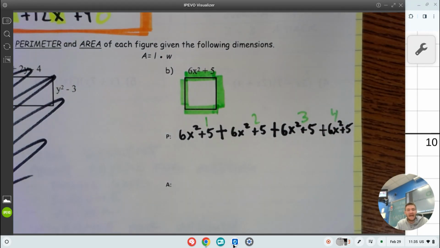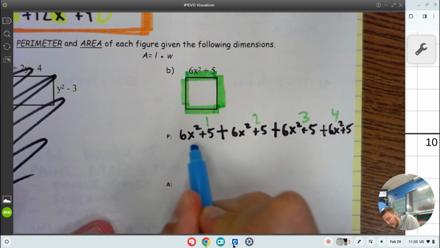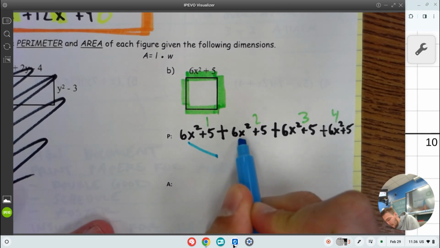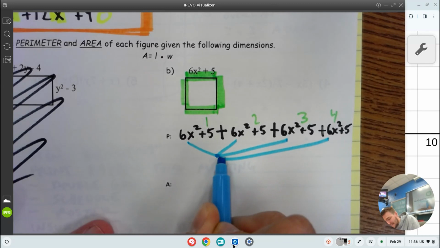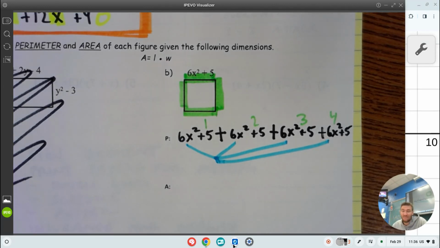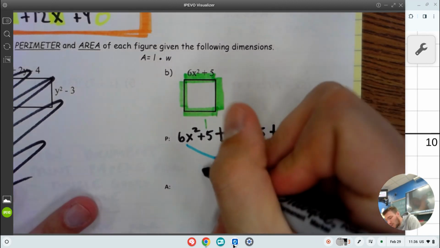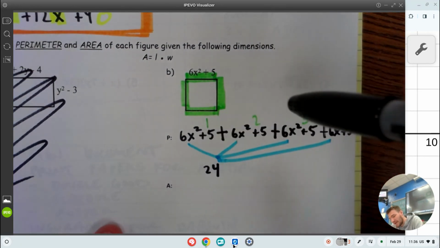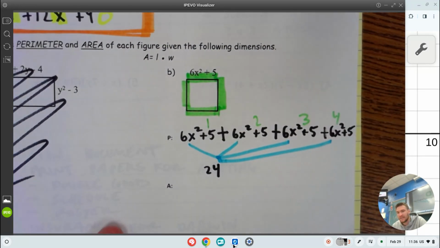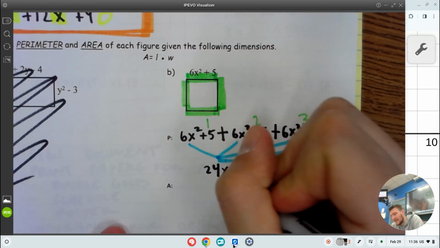And I just need to add them up. Look for my like terms. I see x squared, x squared, x squared, x squared. Right? I mean, we got 4 of these. What is 6 plus 6 plus 6 plus 6? Or 6 times 4 is 24. And how many x squared should we have? We have x squared, x squared, x squared, x squared. When you add them up, x squared.